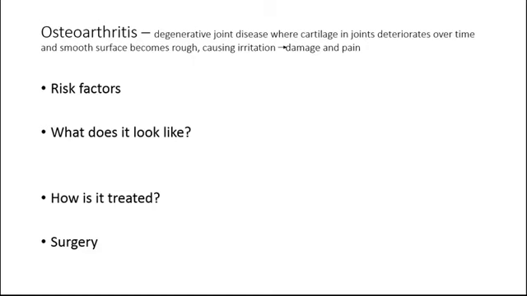Once the NSAIDs are not effective in managing the pain, then they move on to the COX-2 inhibitors. And of course, we know that as we move up the line, we are increasing the possibility of those side effects, those cardiovascular side effects that come with the COX-2 inhibitors. Other medications would be corticosteroids. They may actually give oral corticosteroids or inject them into the joint.